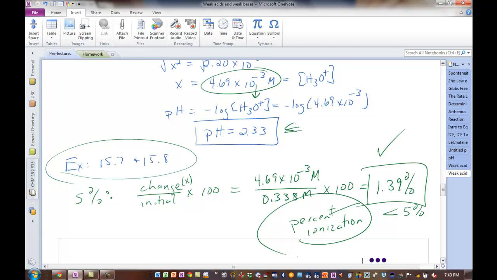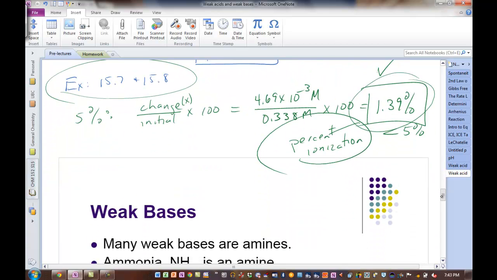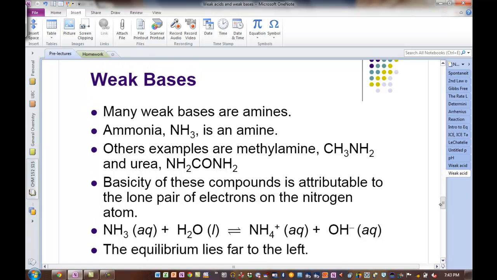In effect, checking your 5% rule is calculating your percent ionization. Now you remember, I would say a typical weak acid only ionizes about 1%. What do you see for this weak acid? About 1.4%. Now again, that will vary. Some weak acids are stronger than others, meaning they will ionize more. When you change the concentration of a weak acid, the percent ionization changes. We'll talk about that in class as well. Okay, weak acids. Practice some of those. You'll see that in the pre-lecture quiz.